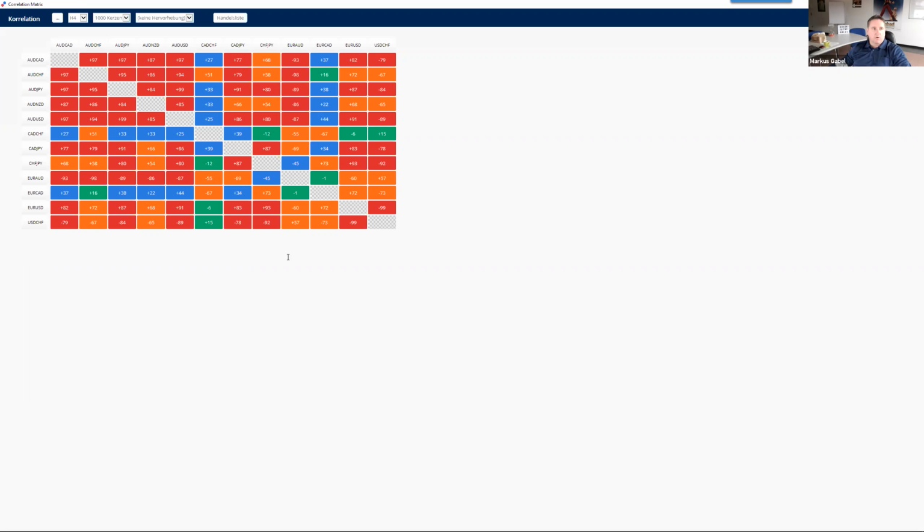So here we go. For example, Euro USD and Aussie USD plus 91, which means plus is a positive correlation, which means both of them, most of the time, move in the same direction. It's a kind of cluster risk because both of them are moving upside or downside. So if you make profit, you make profit on both sides. But if both are weak, you lose on both sides.